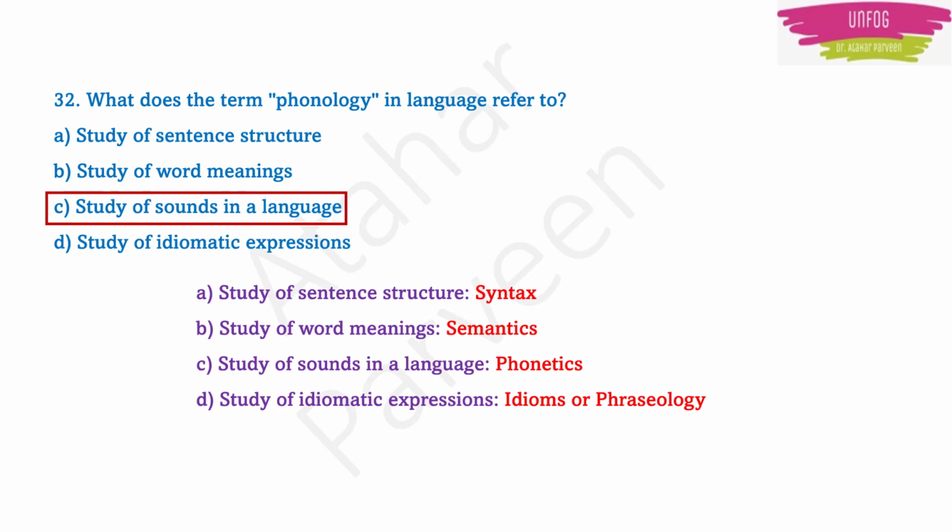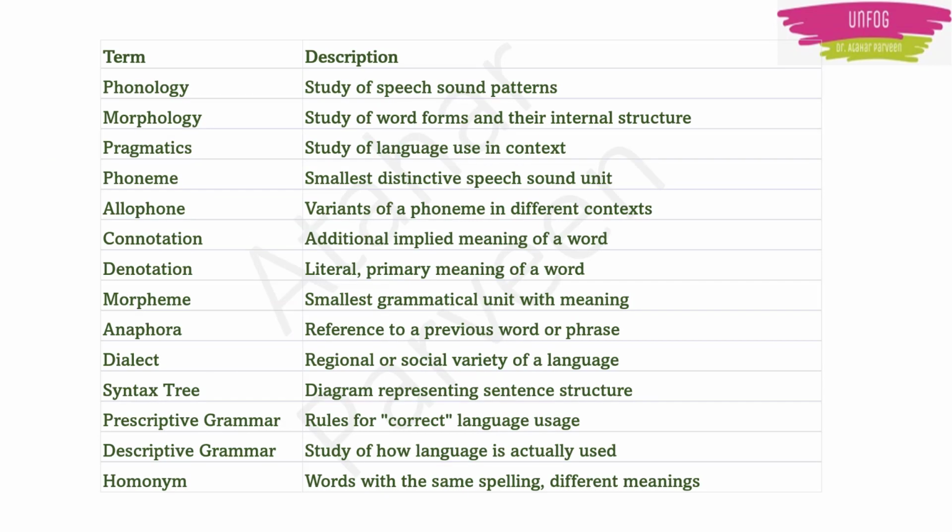Now because these types of questions are very, very common, I have made one table for you all. So let us have a look at this table. Very, very important. See, what does the term phonology mean? It is related to sound. Morphology, it is the study of word forms and their internal structure. Pragmatics, it is the study of language which is used in a particular context. Phoneme, it is the smallest distinctive speech sound unit. Okay, phoneme means it is a sound unit, the smallest unit you can say. Allophone, it is variants of a phoneme in different contexts.